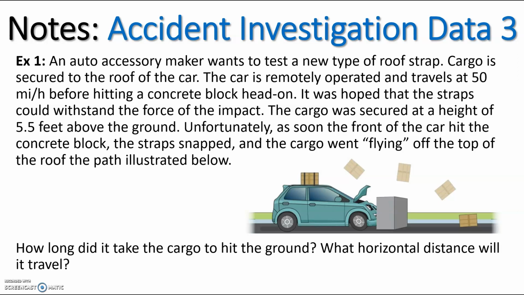The cargo was secured at a height of 5.5 feet above the ground. Unfortunately, as soon as the front of the car hit the concrete block, the straps snapped, and the cargo went flying off of the top of the roof on the path illustrated below. How long did it take the cargo to hit the ground? And what horizontal distance will it travel?